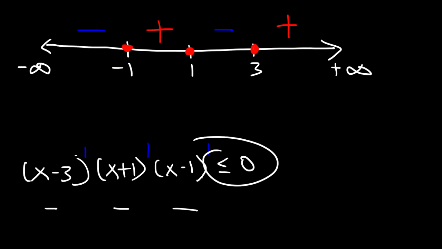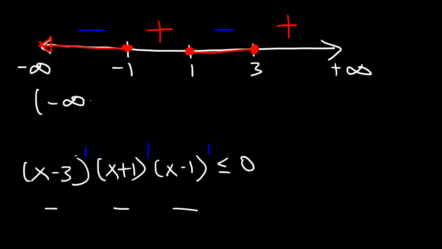Now we want the part that's negative, so we want this region and also the region between these 2 parts. So the answer is going to be from negative infinity to negative 1, but including negative 1, so we need to use brackets instead of parentheses, and then from 1 to 3. So that's the answer using interval notation.